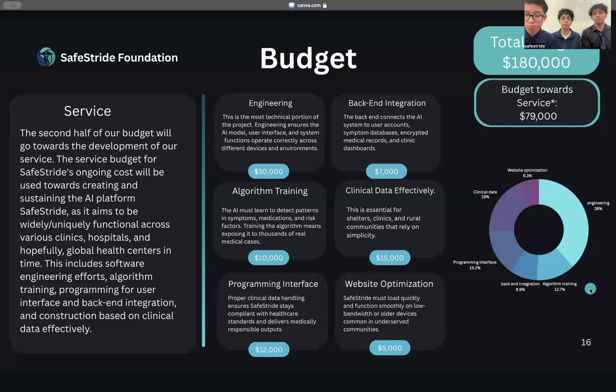The second portion of our budget will be going towards our service and development of our app. We decided the $79,000 of our budget will be going towards developing our app and making sure our infrastructure is up to tier. $30,000 will be going towards our engineering department, which we use towards developing our app. This is the most technical portion of the project. Engineering ensures that the AI model, user interface, and system functions operate correctly, and most importantly for our users and corporations.